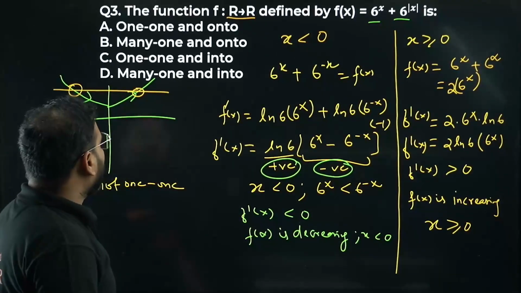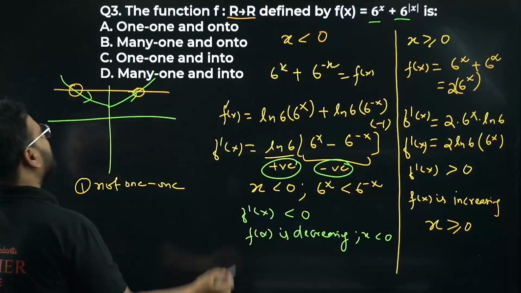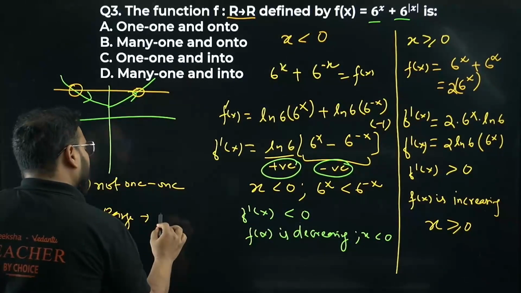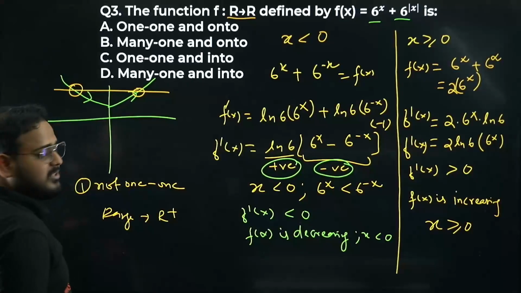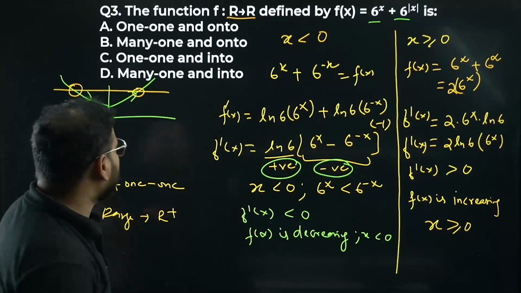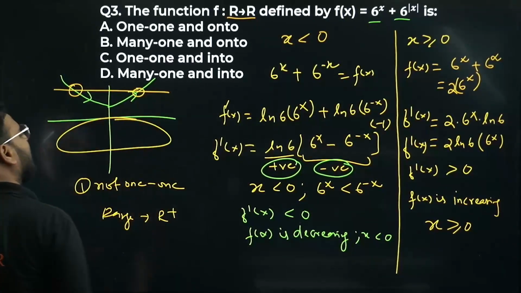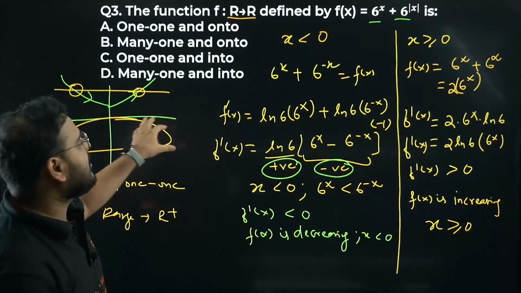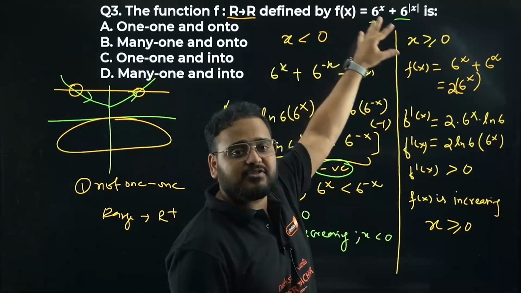Correct, right? What about onto? Not possible. Please check this out. What is the range here? Only positive real numbers. Not even 0, not even negative numbers. Is there a graph in this part? No. Can it be there? No. How come? The function is an exponential function.